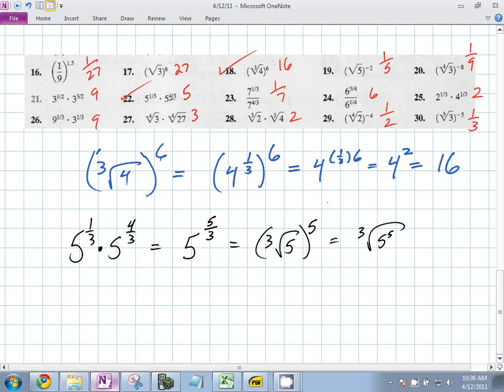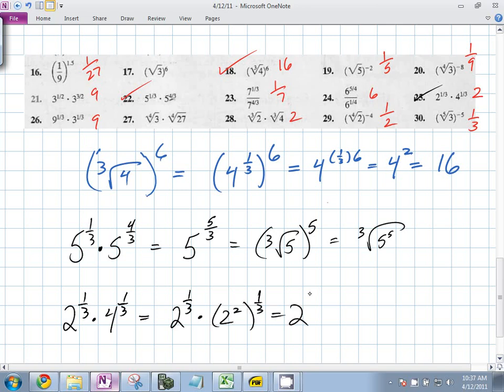I got a different answer. That's fine. Let's try 25. 2 to the 1/3 times 4 to the 1/3. Well, what do you not have? You do not have the same bases. So what do you see? 4 is 2 squared, so 2 squared to the 1/3. So that's 2 to the 1/3 times 2 to the what? Same base, and now it's 2 to the 3/3, which is 2. Yay!